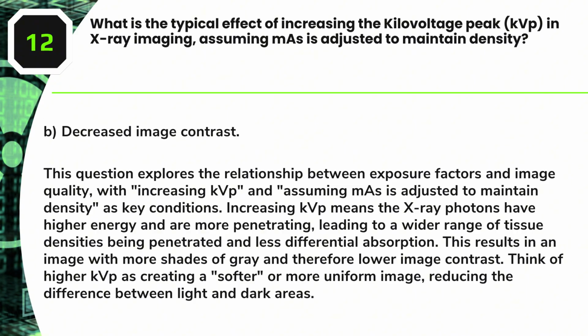Increasing kVp means the X-ray photons have higher energy and are more penetrating, leading to a wider range of tissue densities being penetrated and less differential absorption. This results in an image with more shades of gray and therefore lower image contrast. Think of higher kVp as creating a softer or more uniform image, reducing the difference between light and dark areas.